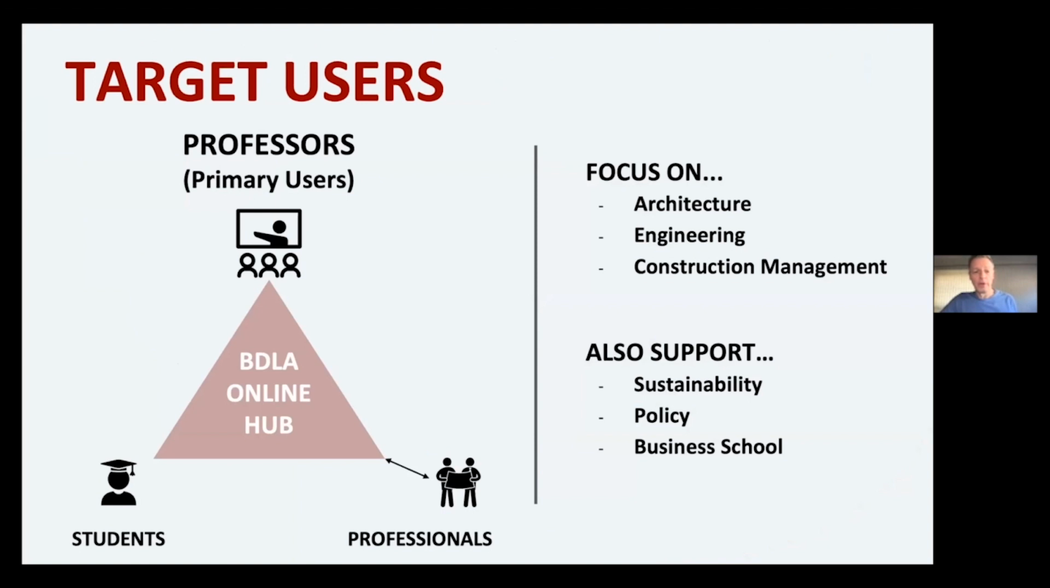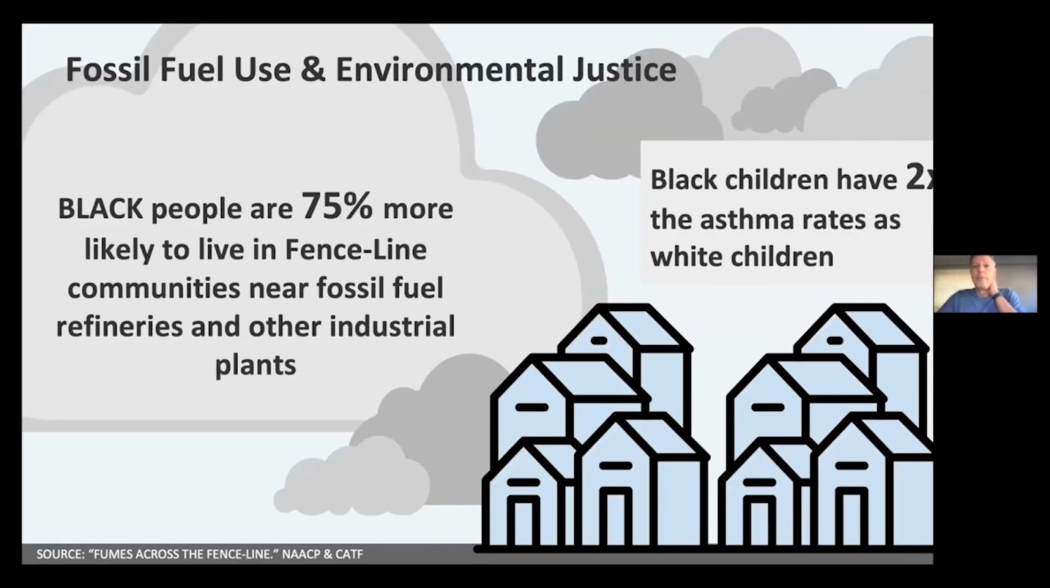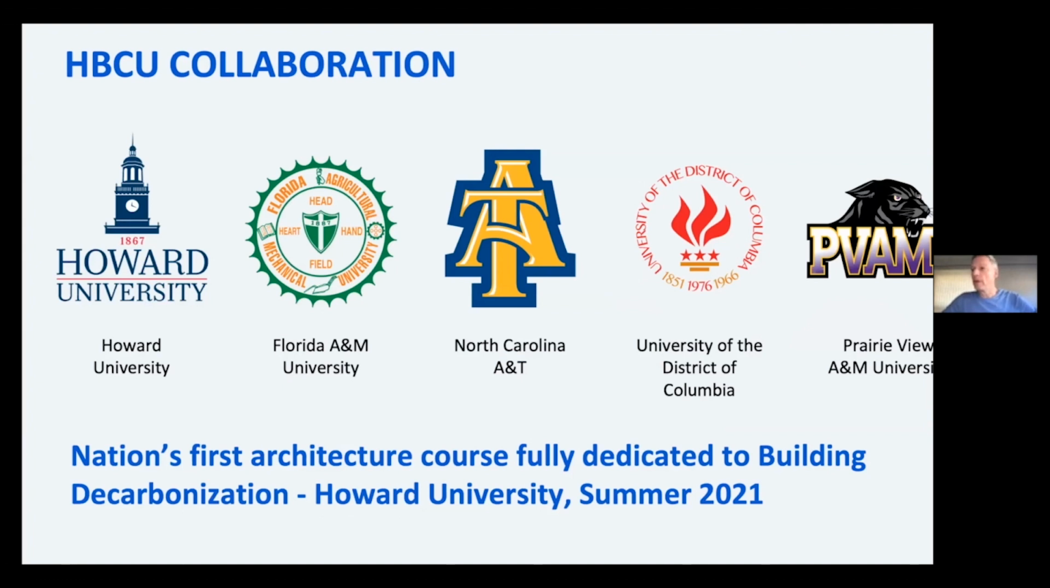So the goal of our BDLA effort is to really help other faculty members bring learnings about building decarbonization and strategies for building decarbonization to their students, as part of getting these methods into practice. The initial focus is on working with faculty at HBCUs, because the HBCUs are in areas where there is still a lot of fossil fuel being used. So bringing those methods into practice, I think, is critical, also from a social justice perspective. We have mostly worked with Howard University, with Nia Malou, where we helped deliver what we believe is the first architecture course fully dedicated to building decarbonization last summer.